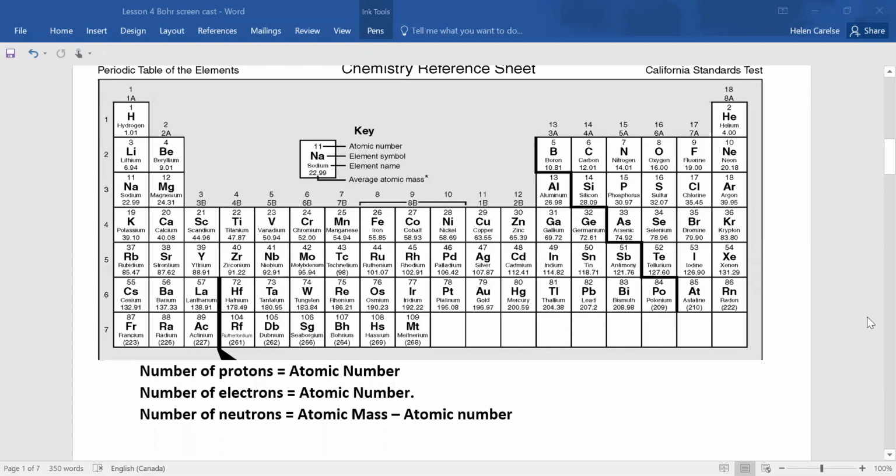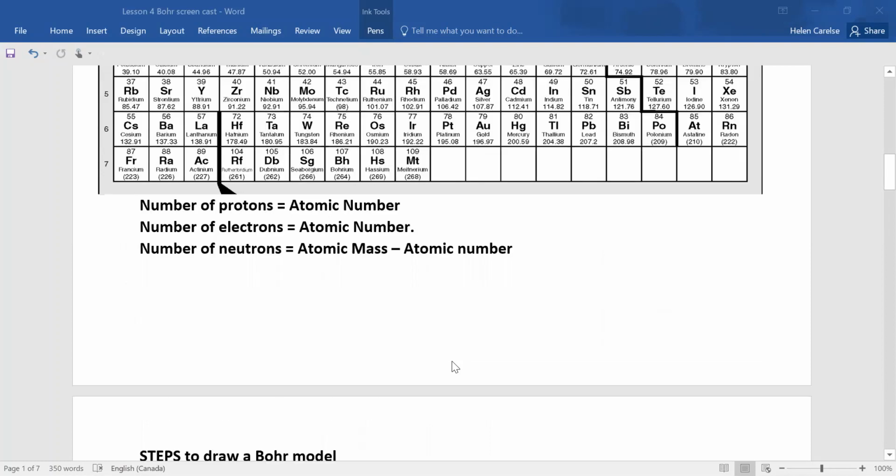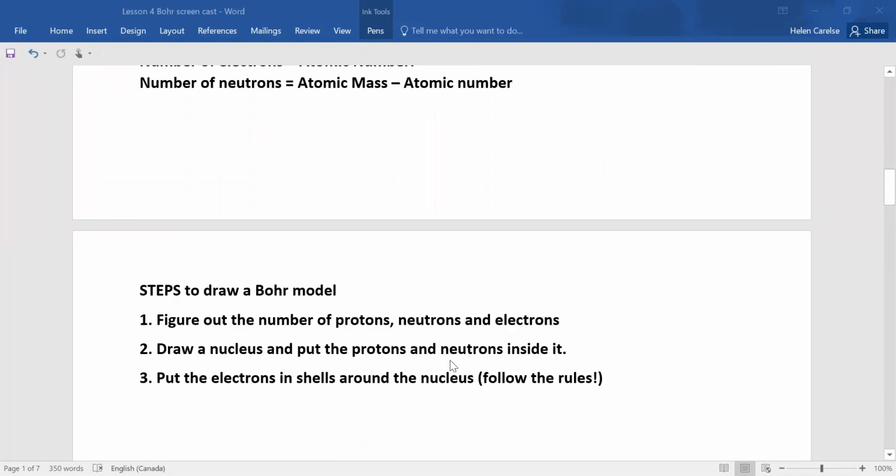So the atomic number, which is found at the top, tells us the number of protons. It also tells us the number of electrons. And if we want to know the number of neutrons, we just subtract those two numbers. Okay? So I'm going to go over how to draw a Bohr model. I'd like you to write down these steps, and then I'm going to work through some examples.